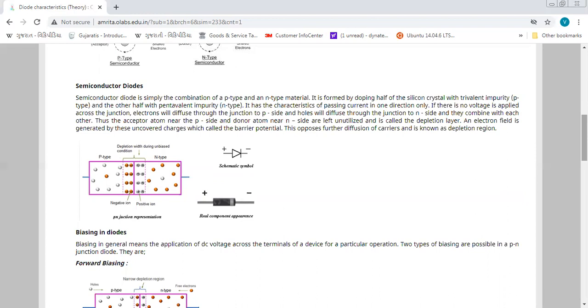Here the region which is formed by the diffusion of holes and electrons is called the depletion layer, and also an electric field is generated due to the diffusion of electrons. This electric field gives rise to the barrier potential, which tries to oppose the further diffusion of carriers.